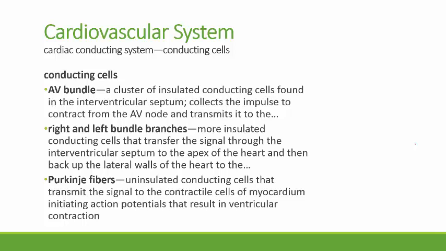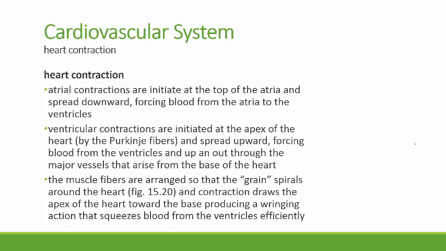Okay, so now we've got the whole picture. Atrial contractions begin at the top of the atria and spread downward. So that contraction starts at the base of the heart and pushes blood from the base through the atrioventricular valves. And then ventricular contractions are initiated down at the apex of the heart, and they spread upward, forcing blood from the ventricles up and out through the pulmonary trunk, and then the right and left pulmonary arteries, and out the atrium. So up at the base of the heart.